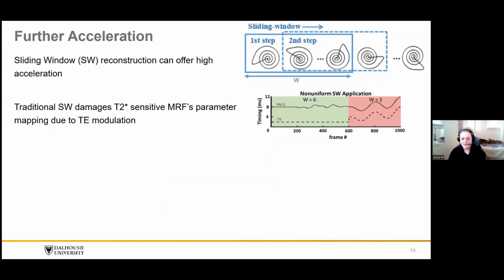Now, one way which MRF has been accelerated previously has been with sliding window reconstruction, where temporal data is traded off for spatial data by combining neighboring frames to provide less noisy images. However, while sliding window is compatible with traditional fingerprinting, we found that our modified T2 star sensitive MRF was prone to degradation while applying sliding window. And after further investigation, we found that beyond a certain window length of applied sliding window reconstruction, the TE modulated part of the MRF sequence that we added on would not retain T2 star sensitivity.